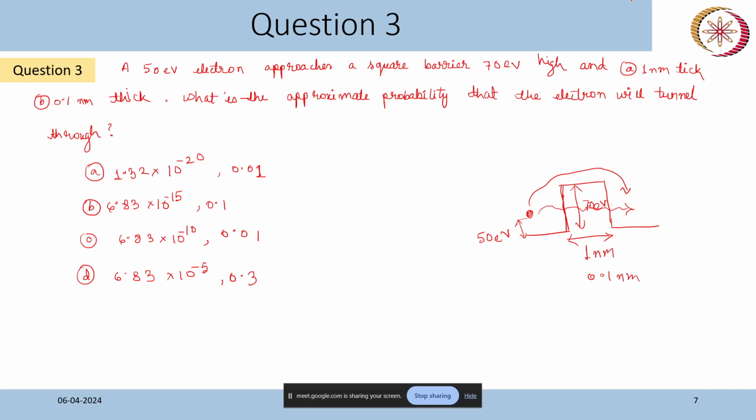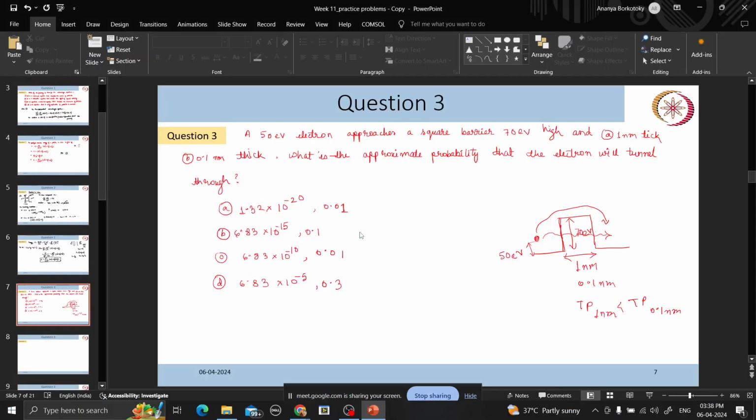Just by looking at these numbers, we can say that the tunneling probability for the barrier with thickness 0.1 nanometer should be higher because it is less thick, whereas a thicker barrier will be difficult to penetrate. So the tunneling probability for 1 nanometer will be less than the tunneling probability for 0.1 nanometer. Okay. Now we have to determine the numbers. I hope the question is clear. I will go to the solution next.